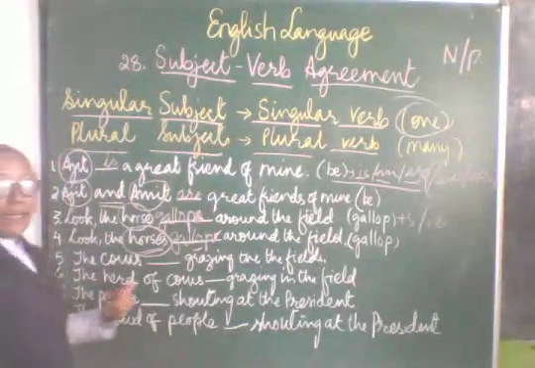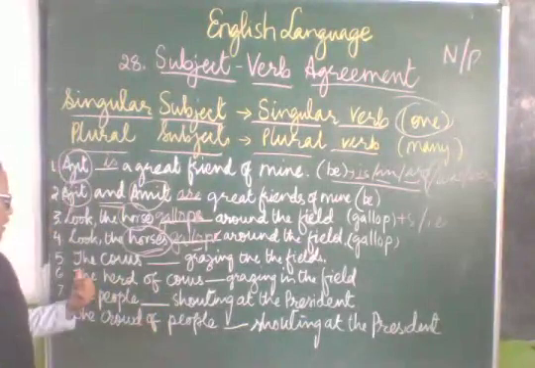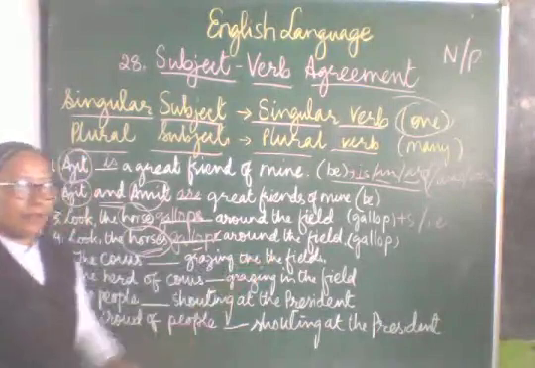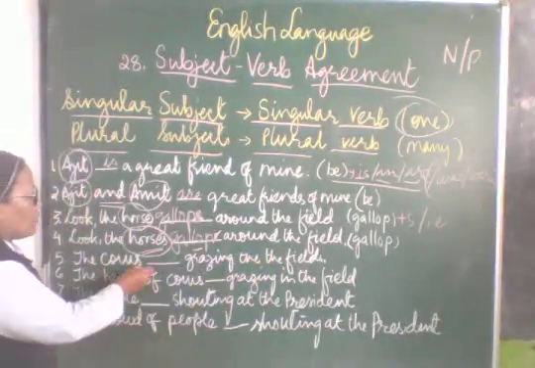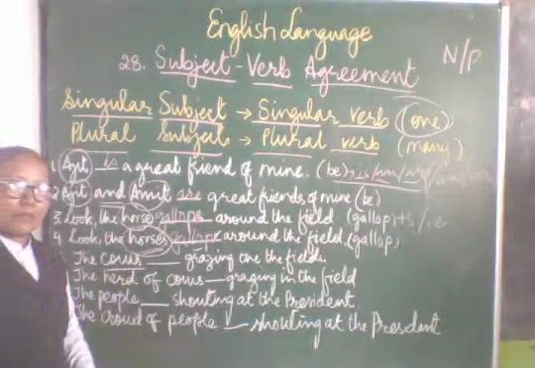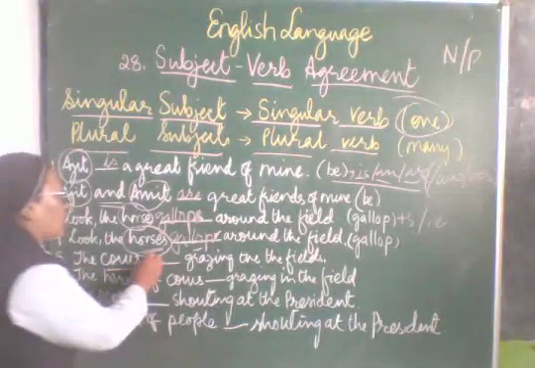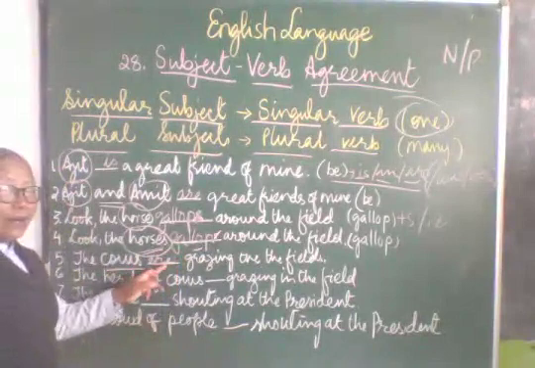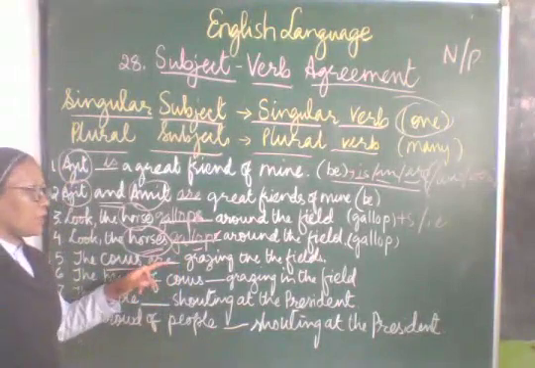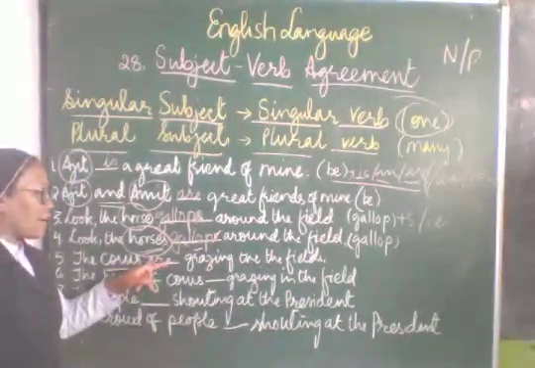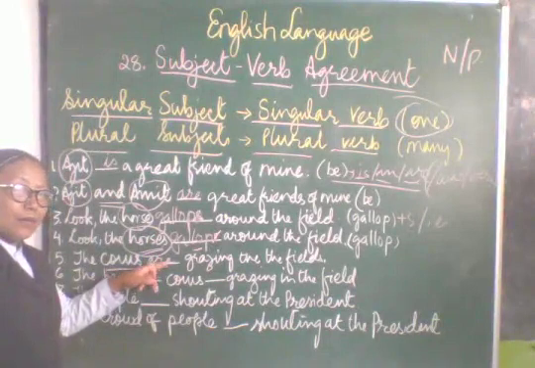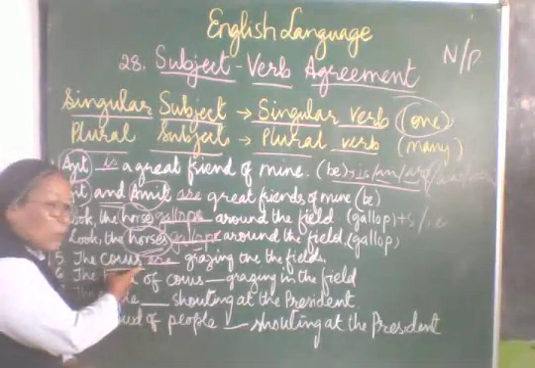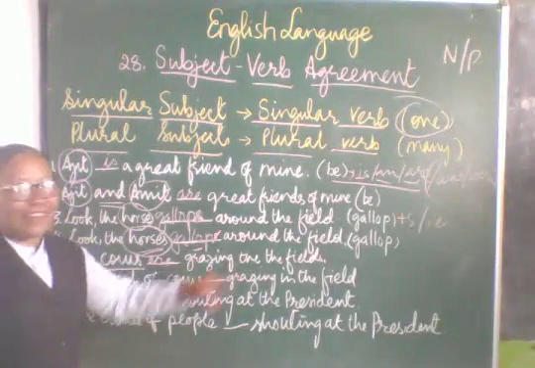Now look at number 5. The cows are grazing in the field. Are grazing. Why are you using this helping verb, are? Because there are many cows. So, grazing in the field.